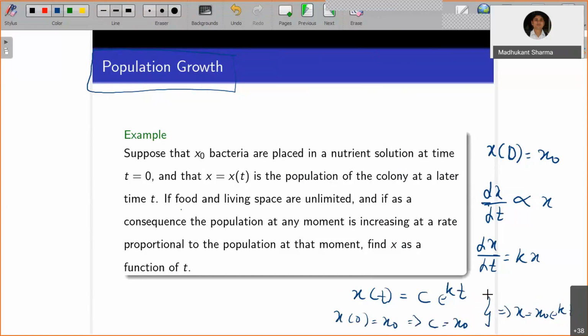It may be increasing at a rate k. It may be positive, it may be negative, some number. It may be exponential increase, or it may be exponential decay. It depends. But so far, food and living space are unlimited here, and the population is increasing. So k is greater than 0.